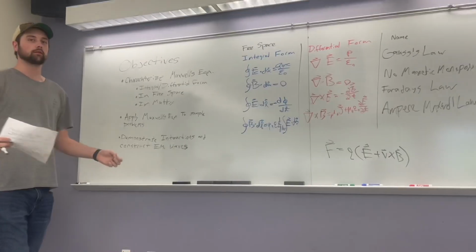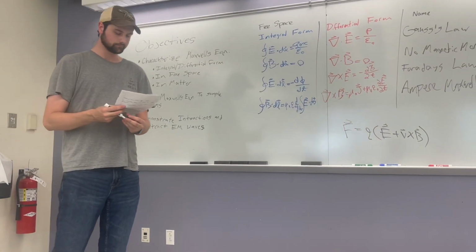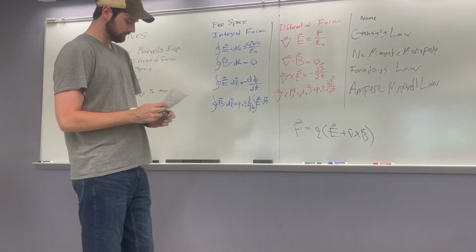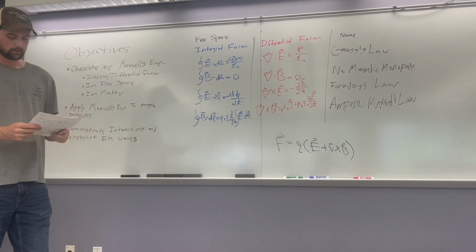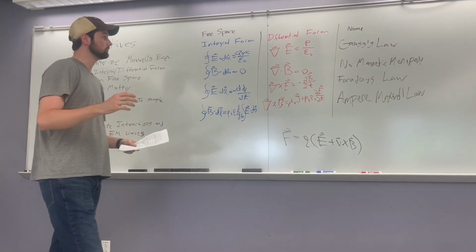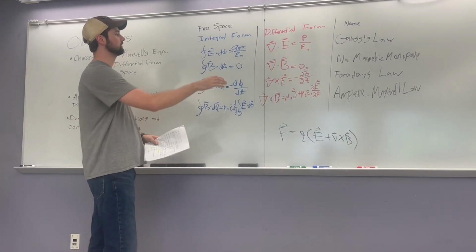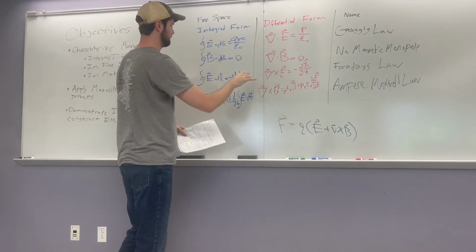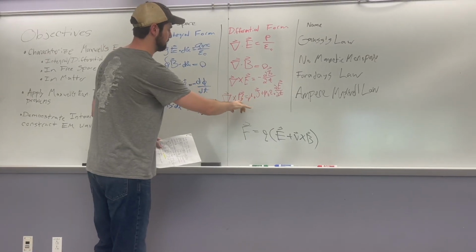We have a complete theory of classical electrodynamics. It shows that all electromagnetic fields are attributed to charges and currents. You can see here, electric fields, we have charges. And down here, magnetic fields, we have currents.